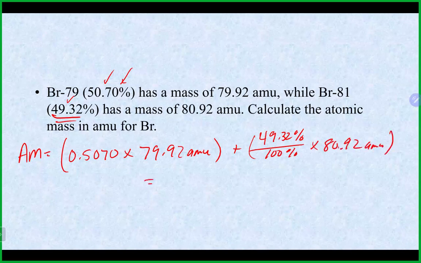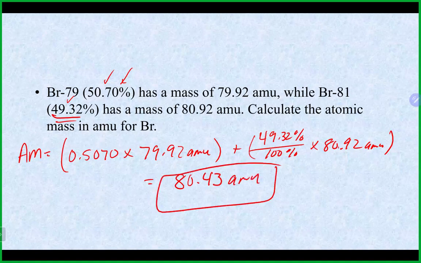And if we do all that good stuff there, that's going to be 0.507 times 79.92 plus, and in this case here, let's fix my calculator and try it one more time here. There we go. All right, so 0.5070 times. All right, so we ended up with 80.43 in this case here. 80.43 AMU. Any questions on that there?